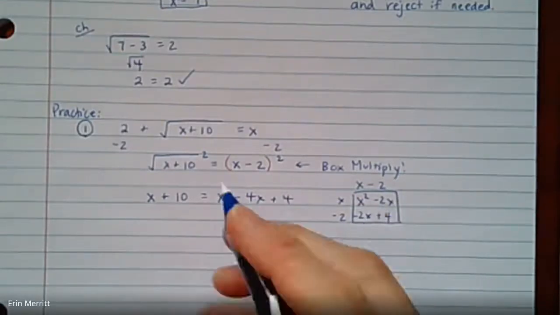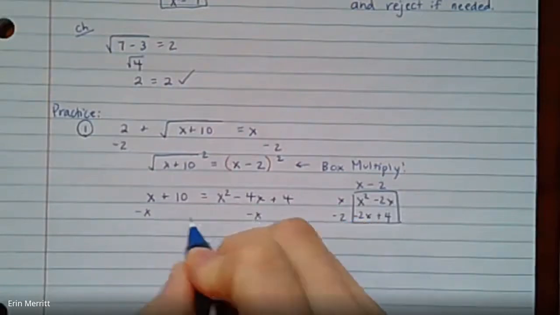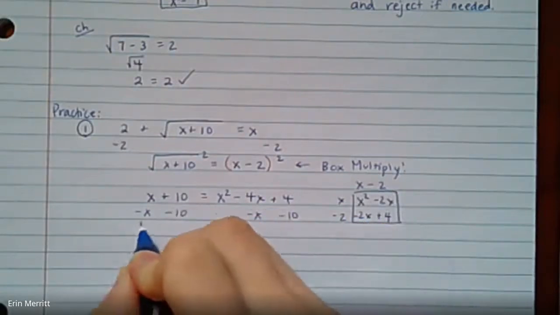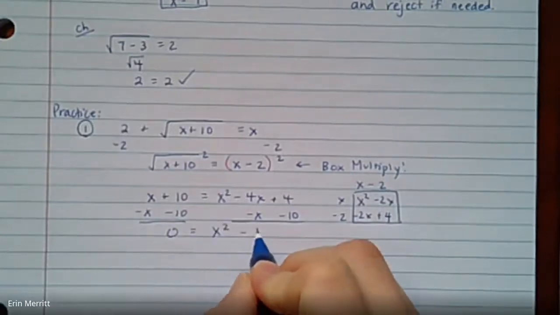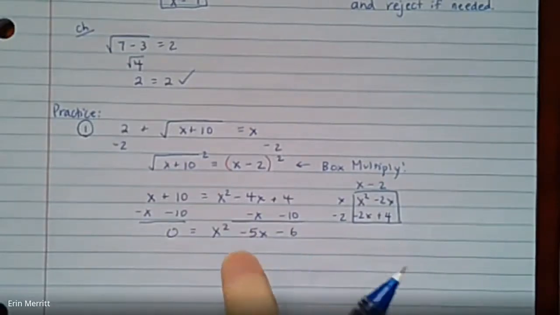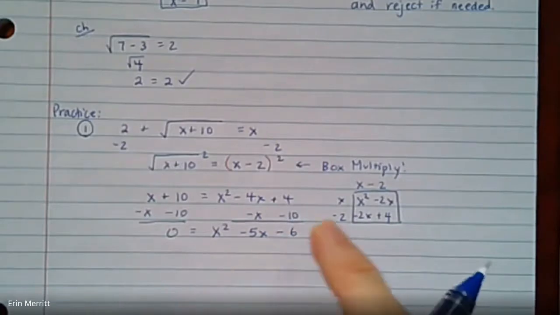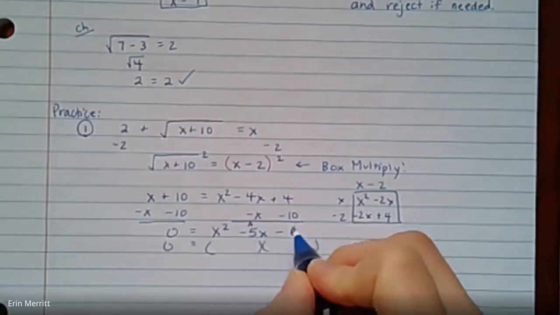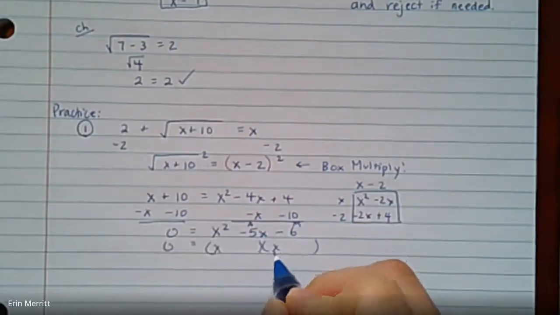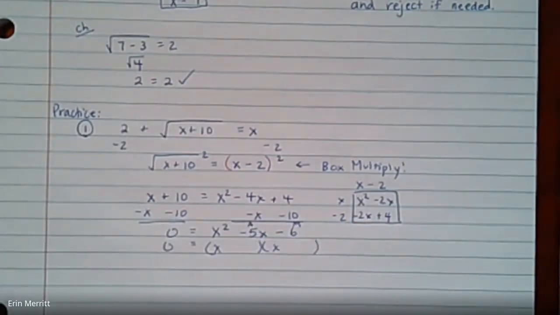So with quadratics, we get everything equal to 0, and ideally, we want the x squared to be positive. It just makes things easier. So I've got x squared minus 5x minus 6 equals 0. Factor away. Think about what adds here and multiplies here. With 6, it can either be 6 and 1 or 2 and 3.